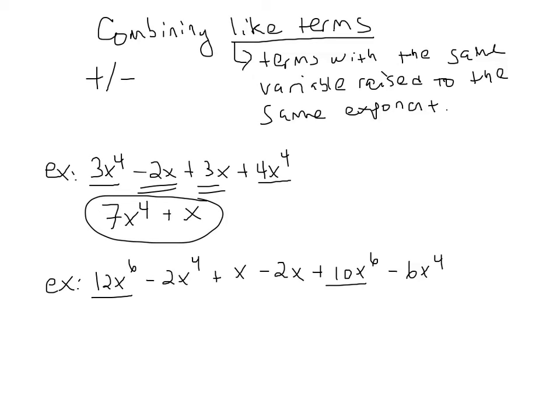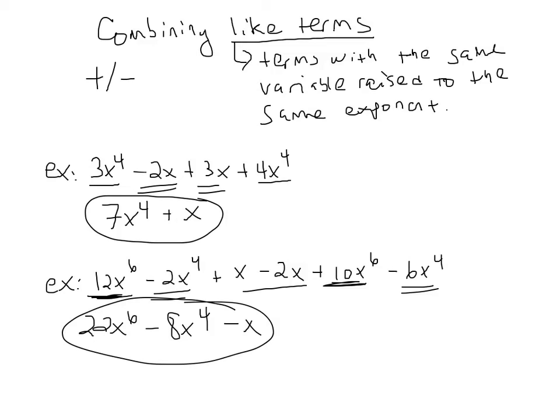We'll do the same down here. We've got some x to the sixths, we've got some x to the fourths, and then we just have some regular old x's here in the middle. We'll go in descending order. So 12x to the sixth plus 10x to the sixth, we now have 22x to the sixth. And then negative 2x to the fourth minus 6x to the fourth gives us negative 8x to the fourth. And then x, take away 2x, just leaves us with negative x. And that is all on combining like terms.